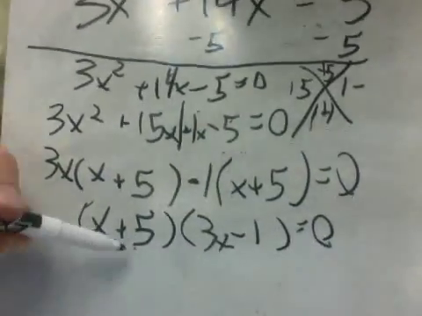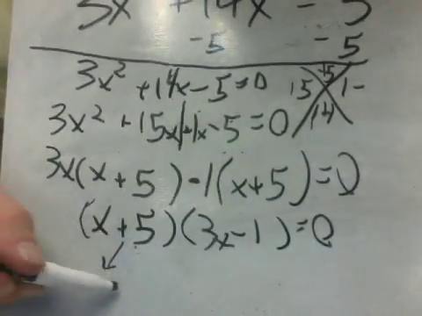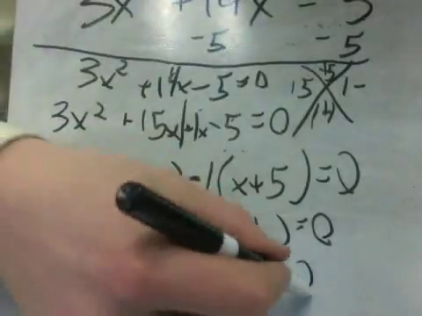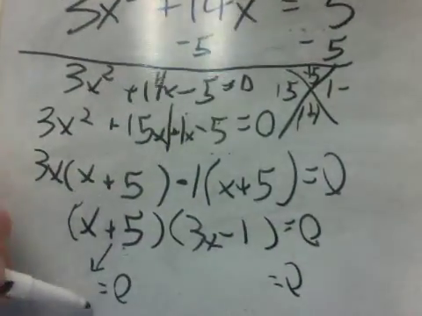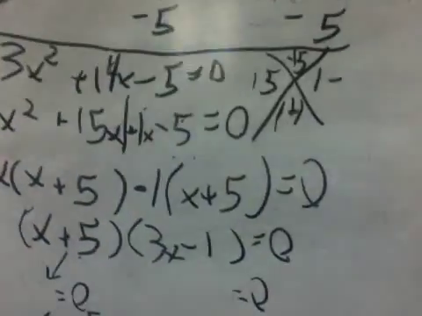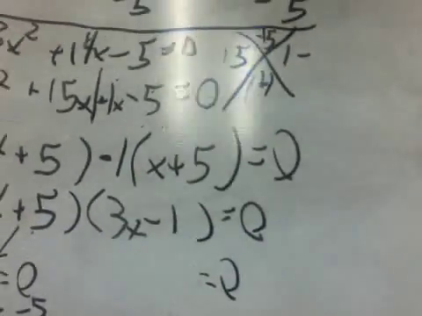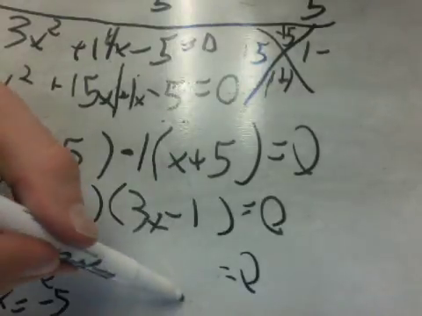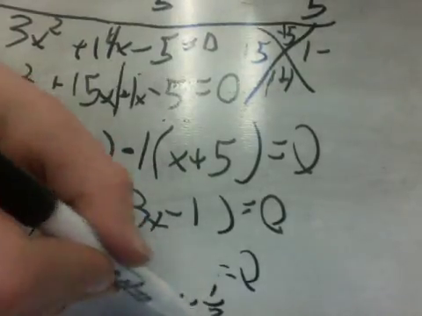Remember, our last step is to set each one of these equal to 0. I'll let you finish that up on your own. My answer would be x equals negative 5. And my other answer is 1/3.